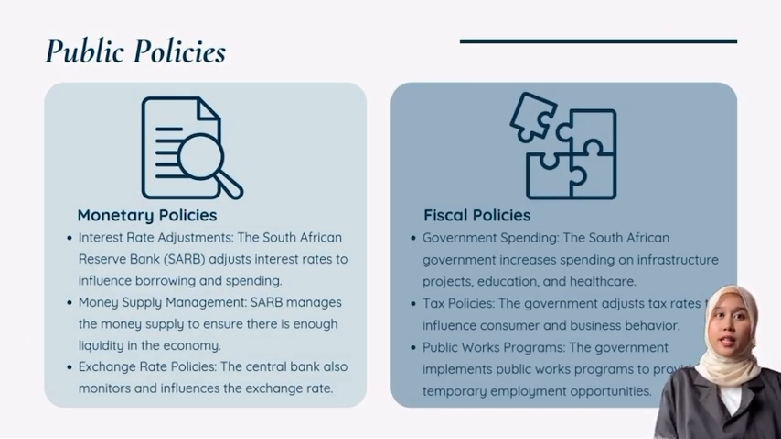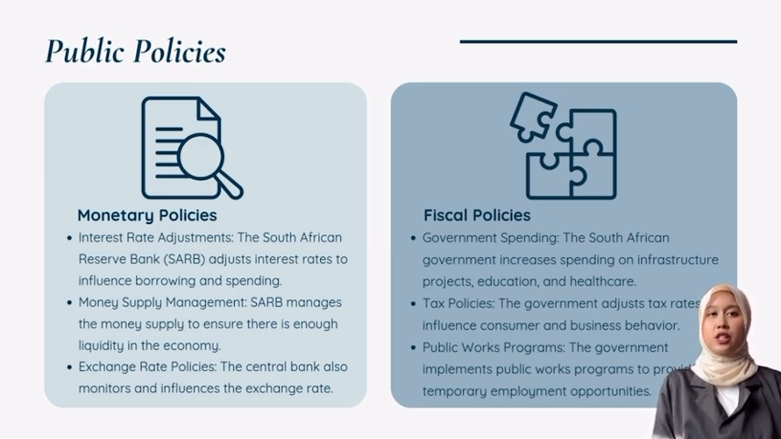The first one is monetary policy. It is about interest rate adjustment, which means the South African Reserve Bank, known as SARB, adjusts interest rates to influence borrowing and spending. The second one is money supply management. This means that SARB itself manages the money supply to ensure there is enough liquidity in the economy. The last one is exchange rate policy, which means the central bank also monitors and influences the exchange rate.